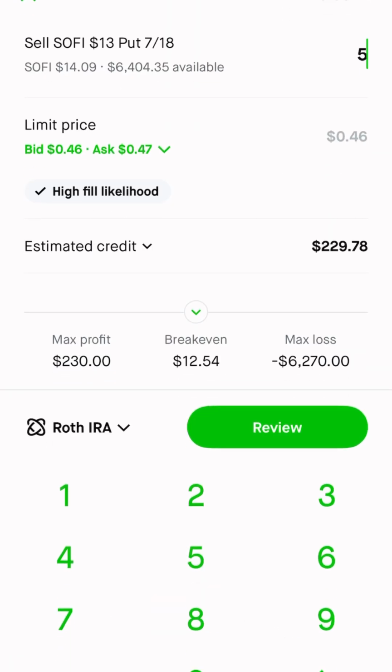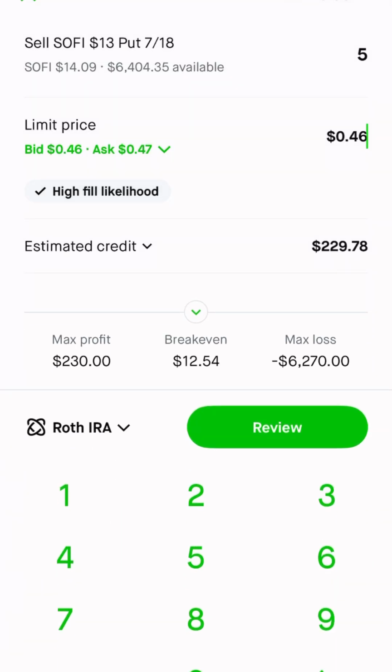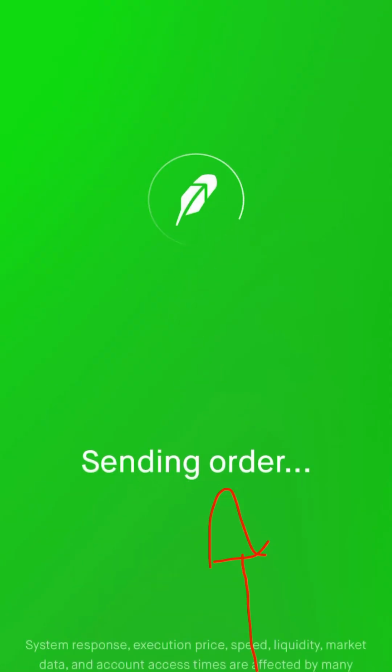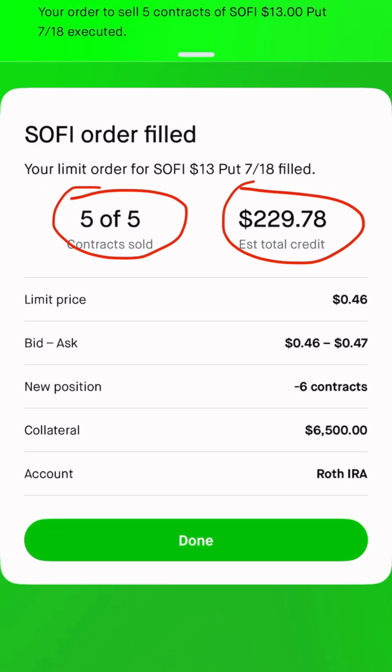I'm going to do 5 contracts. Remember, each contract is 100 shares. I'm going to do the price for 0.46. I'll be getting a credit of $230 for selling 5 contracts of SoFi for a $13 put. Next, I'm going to click review, and I'm going to swipe up to submit. Both of those have been filled.